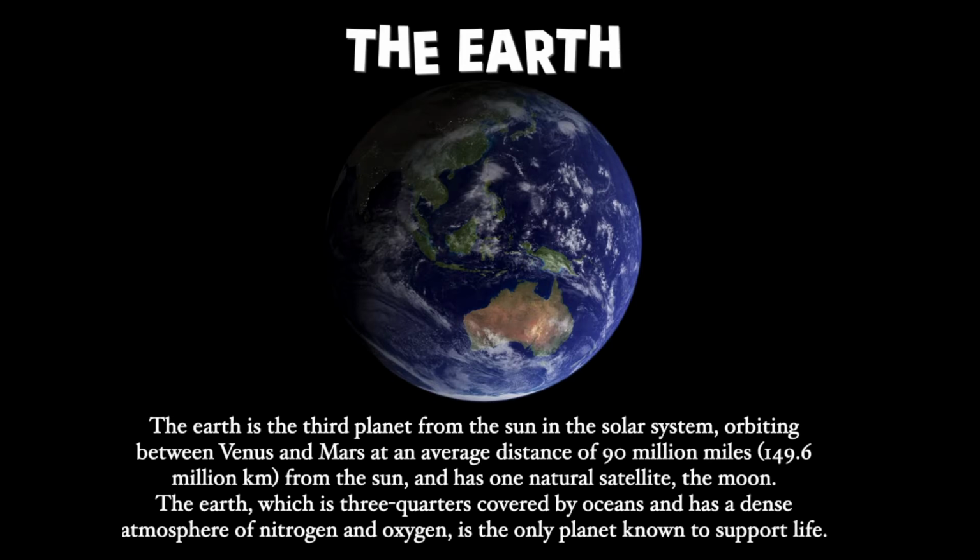Earth has one natural satellite, which is the Moon, and we do know that the Earth is covered primarily with water and has a dense atmosphere of nitrogen, oxygen, and hydrogen. And from what we are aware of, Earth is the only planet that's able to support life.